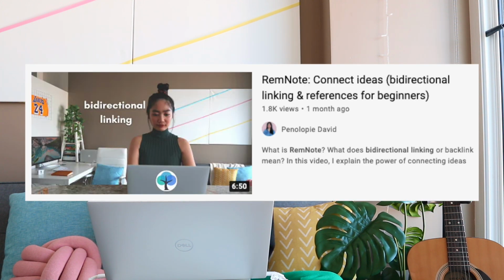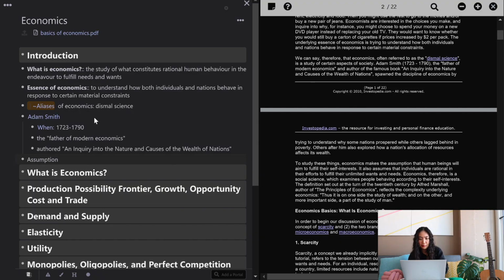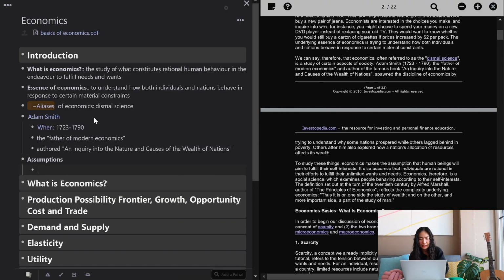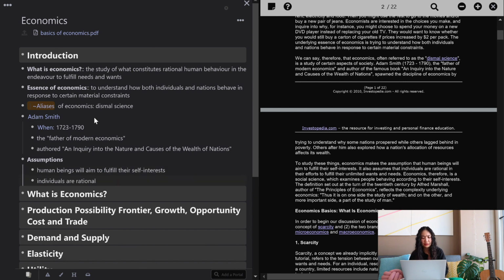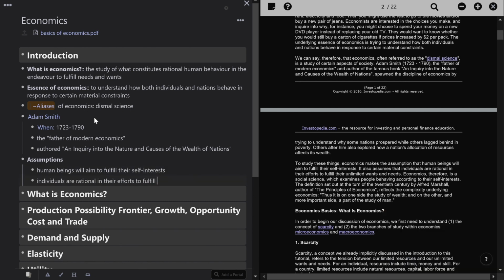And I love that there are dates here because if you recall in my bidirectional linking video, I keep track of the important people and when they were alive, just to see if Adam Smith was in the same lifetime as Helen Keller or Mark Twain. I just find that really fascinating, but you don't have to do that. Okay, and the main point of this paragraph is the assumption in economics. So just rewriting that.